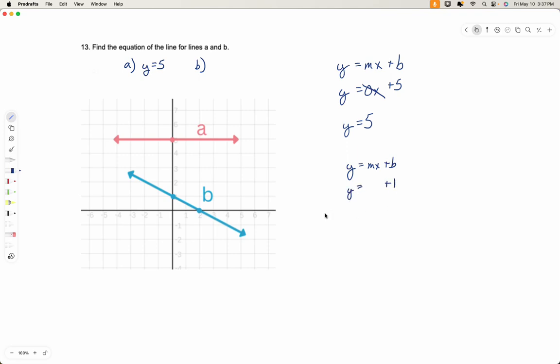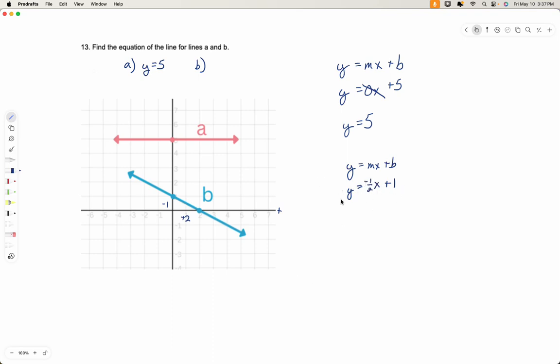Y is equal to the slope times x plus 1. So to find the slope, we just count. We have 1 down. So down 1, negative means down. And then we have to the right 2, plus 2, because this is the positive side of the x-axis. We're going towards the positive side. So negative 1 over positive 2, so negative 1 over positive 2x.